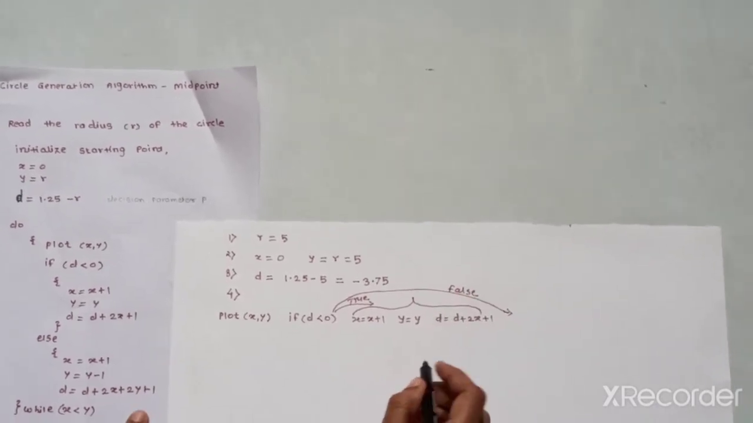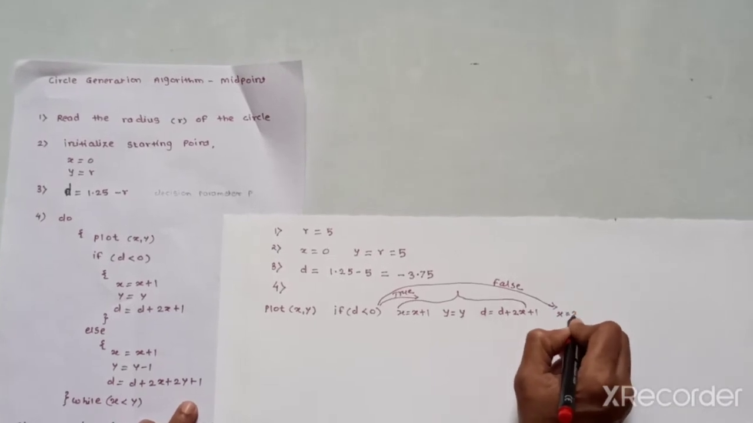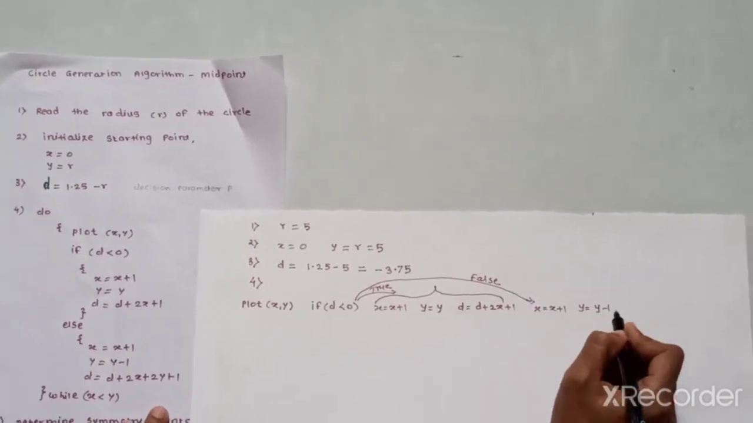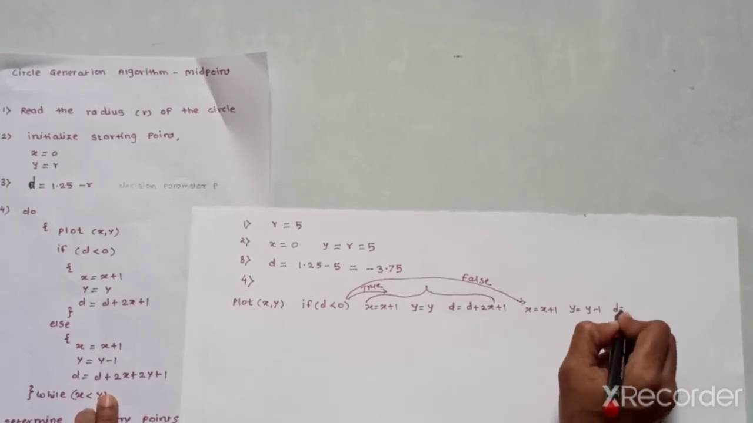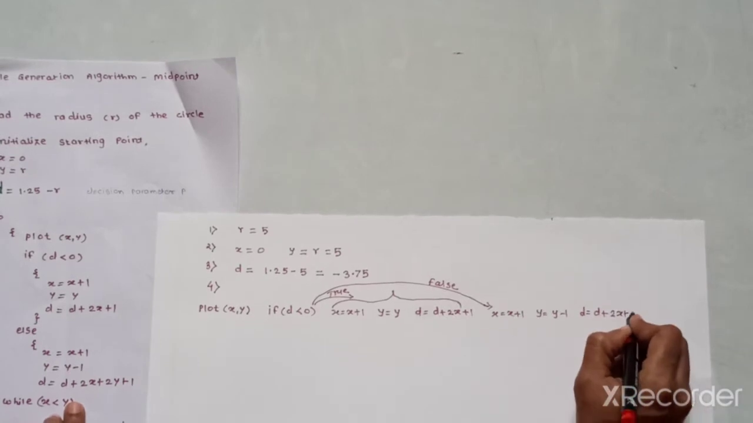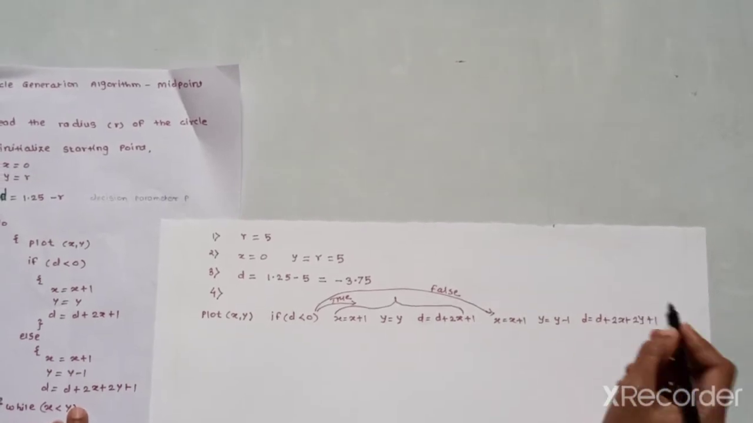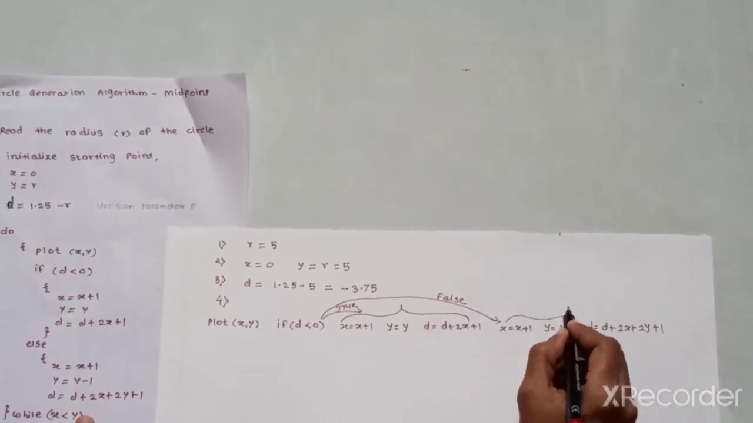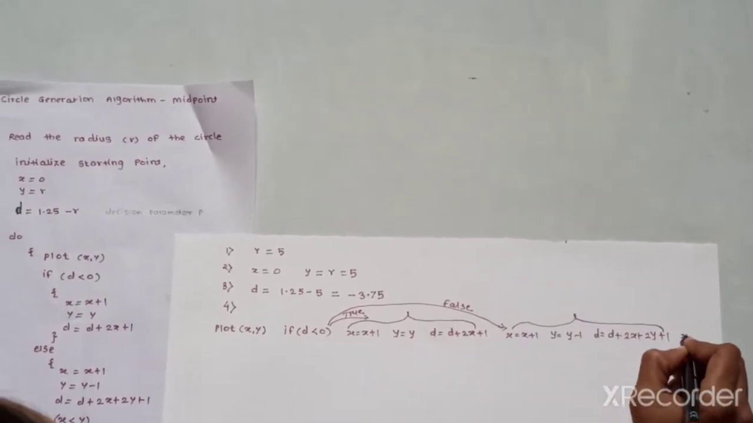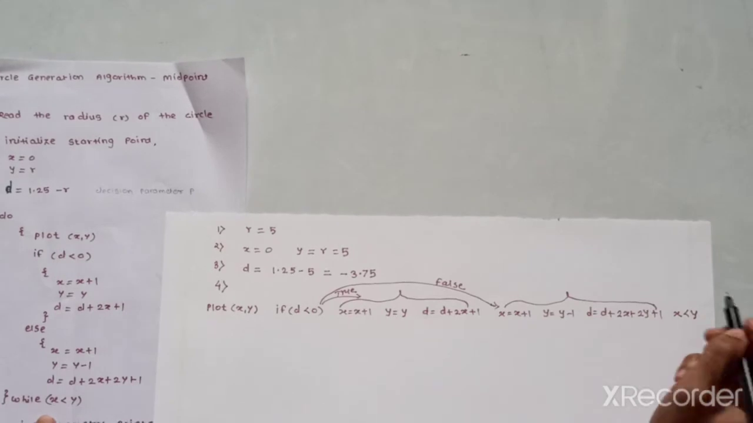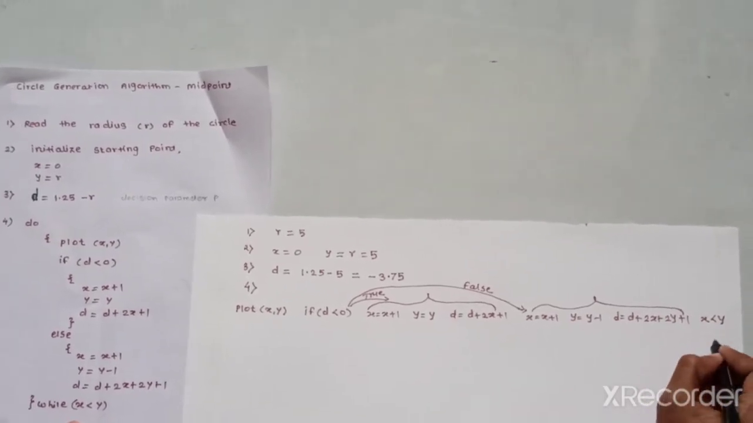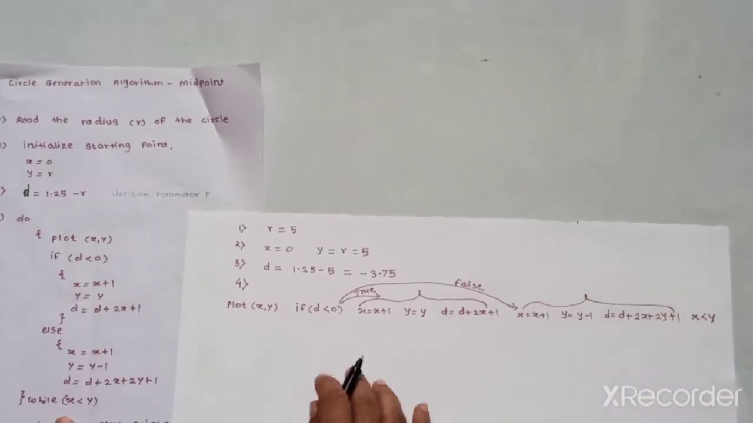So here what are those statements? x is equal to x plus 1, y is equal to y minus 1 and d is equal to d plus 2x plus 2y plus 1. All these statements have a separate block, means the else part. After that, we have to check whether the value of x is less than y or not. If it is true, then we have to repeat. If it is false, then we have to stop.